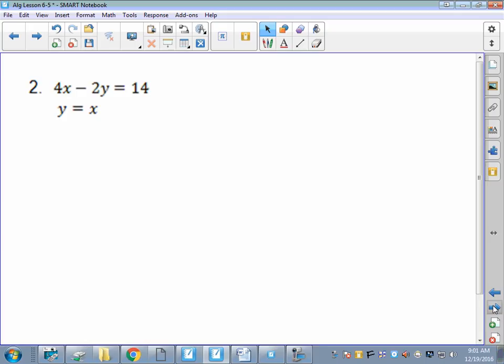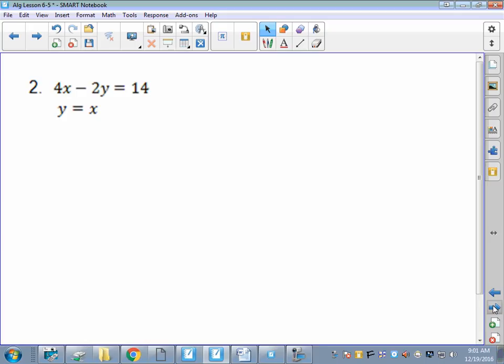How about in this one? 4x minus 2y equals 14 and y equals x. What would be your best or easiest method? Would you graph these guys? The first equation would be a little tough to graph. We'd have some ugly numbers and we'd have to divide, but we could still do it. It actually wouldn't be as bad as it looks.